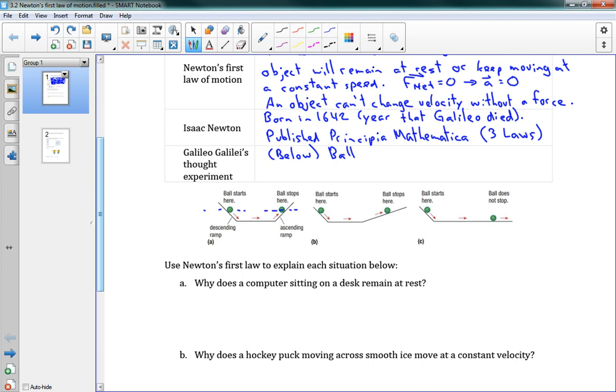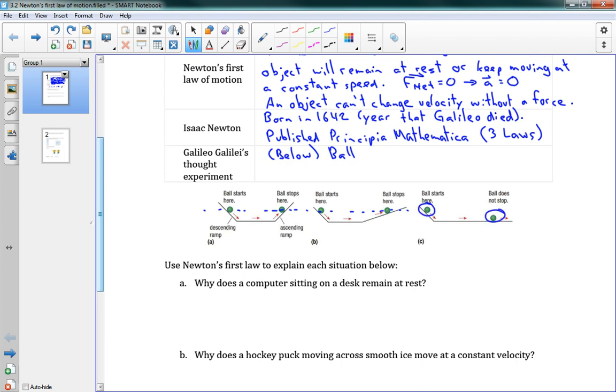And he noticed that this was true even if he changed the ramps. Look, the second ramp has a different slope than the first one, but still the ball ends up the same height. And so he said, okay, well, if I lowered this ramp even more, then that means it's going to travel even further before it stops. And he extended that. He said, okay, what if I make this ramp so it doesn't increase at all? What if the ramp just goes on forever? And that's this last scenario here.